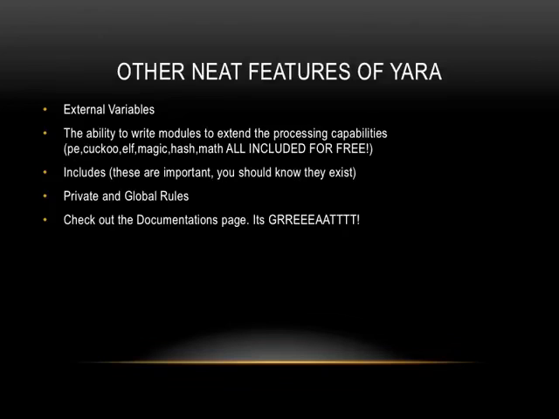So there are already some that come out of the box. The PE module, which is able to parse PE files. The Cuckoo module that can automatically upload files that match a certain signature to Cuckoo. ELF parses Linux binaries, ELF files. The magic, hash, and math modules. With math, you can do things like entropy checks against data streams and stuff like that.